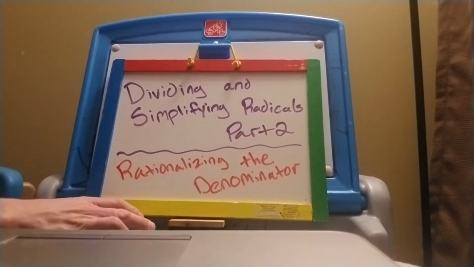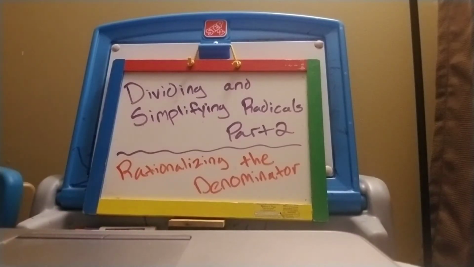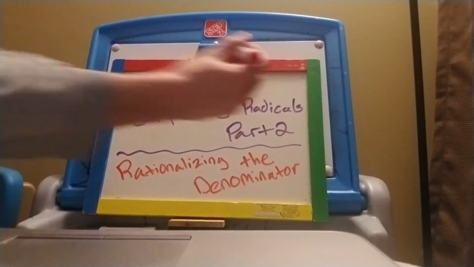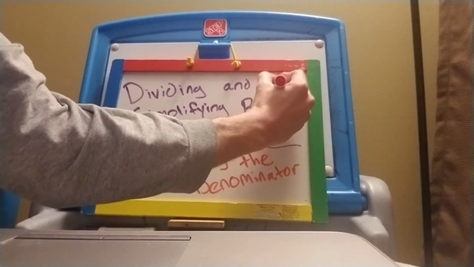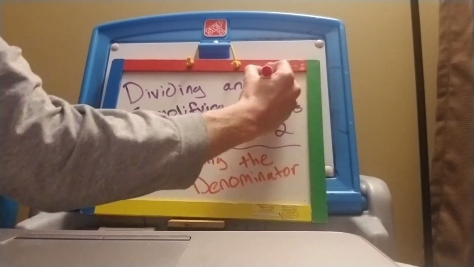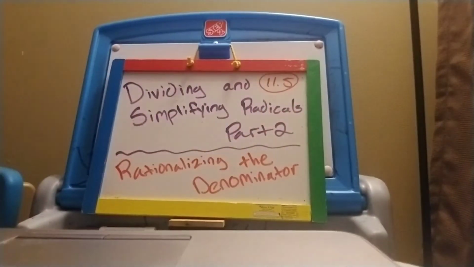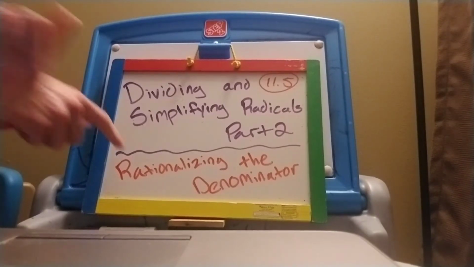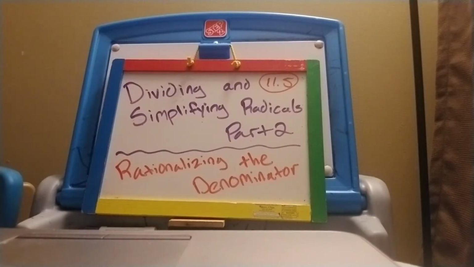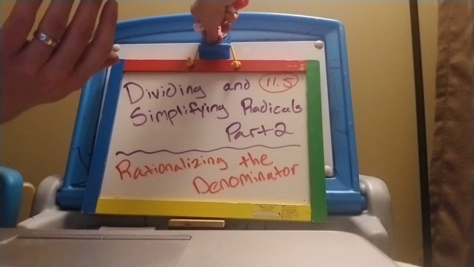So this is a video that goes along with the 11.5 worksheet or PDF or attachment or whatever you want to call it. That homework, that assignment was broken up into 2 parts. That's why there's 2 videos. And the second part of the assignment, the second part of the video, it does focus on rationalizing the denominator. So we're just going to jump right into it and talk about exactly what that means.